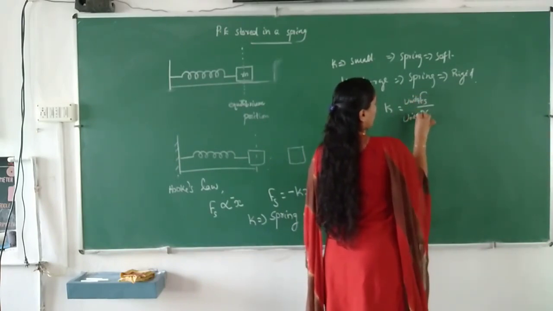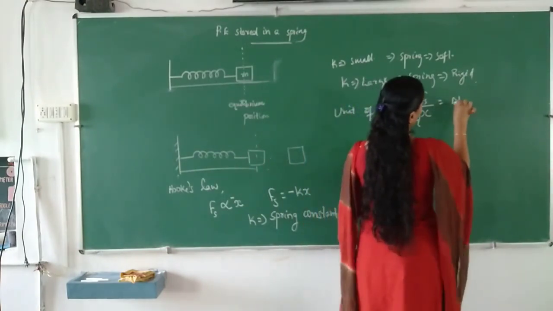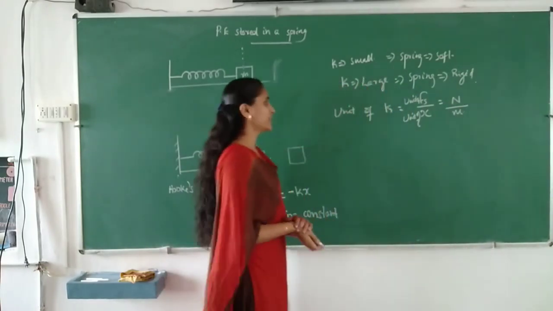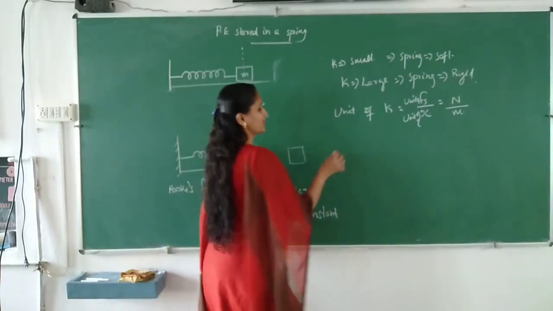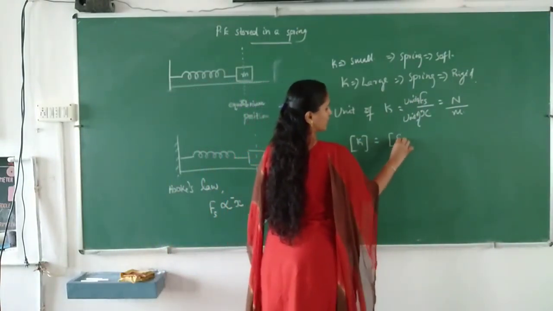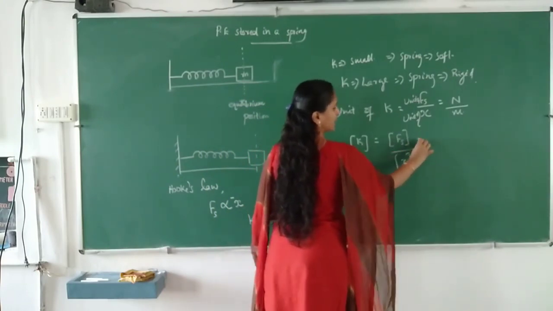Fs and the unit of x. What is the unit of Fs? Newton, and x is in meter. So Newton per meter is the unit of K. And what's the dimension? The dimension of K is equal to the dimension of Fs by the dimension of x.